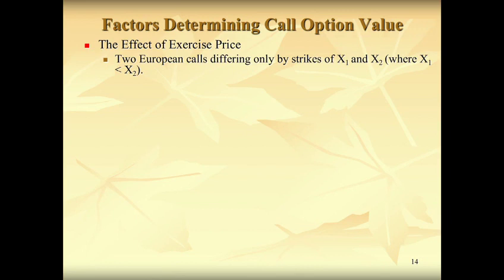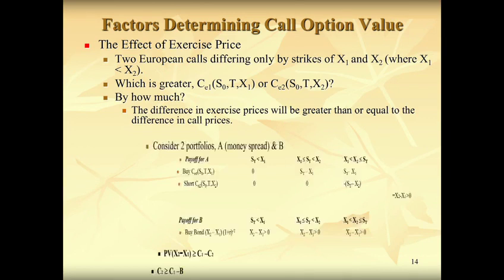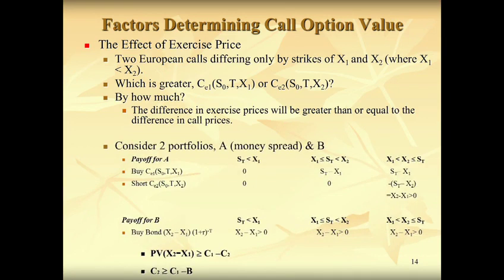What about the put? What do you think? Would a higher strike cost more or would a lower strike cost more? Higher, right? Okay. By how much? Well, by the difference between the strike prices. So what we're saying is that the difference between the strike prices is always greater than the difference between the option prices. So we can prove that as well.